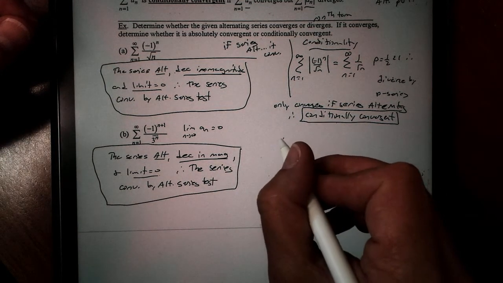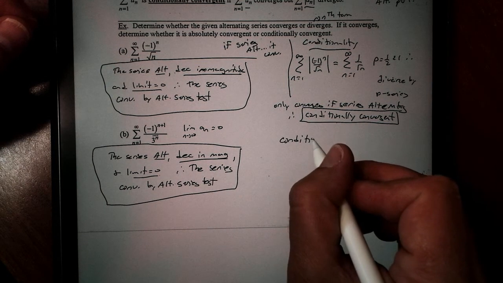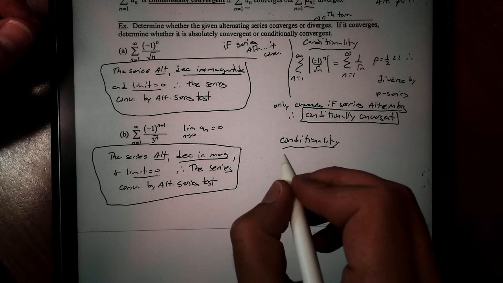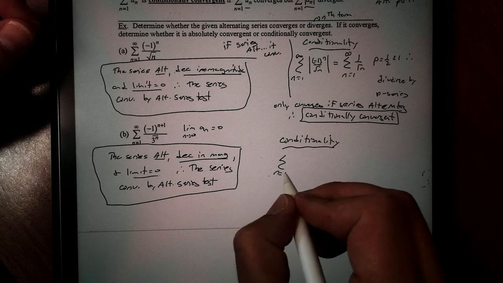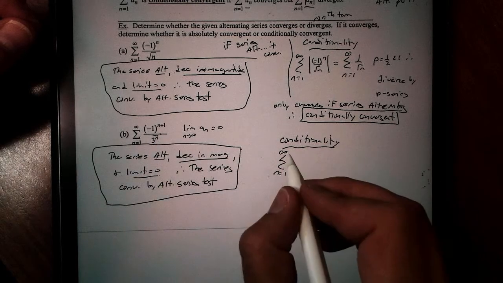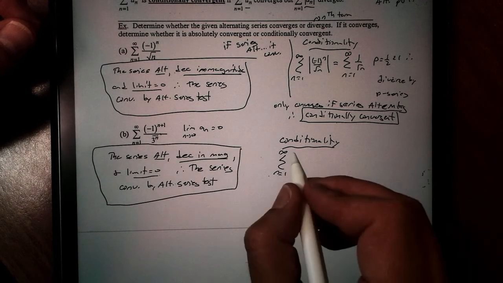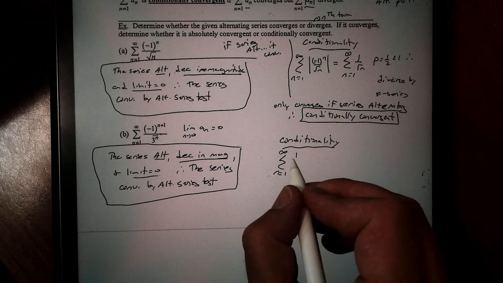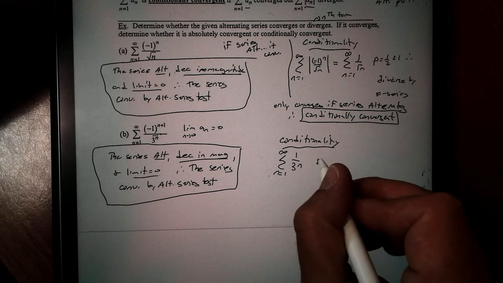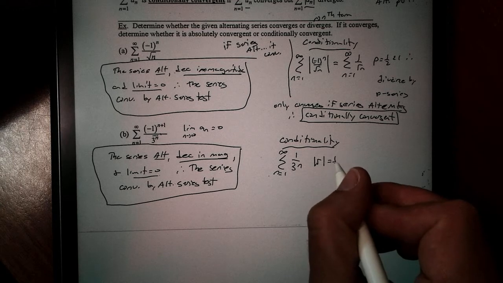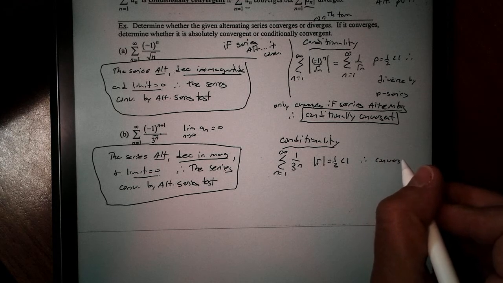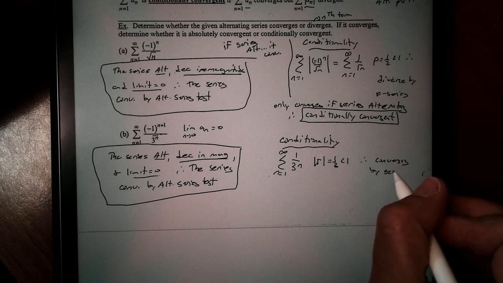So let's test conditionality. Well, my conditionality says I want to check just the positive. Now, I can do this real quickly. I'm just going to get rid of the negative part, and this becomes just 1. You can do 1 to the n plus 1. That's just going to be 1 over 3 to the n. Well, this is geometric. The magnitude of r is 1/3, which is less than 1. Therefore, this converges by the geometric series.